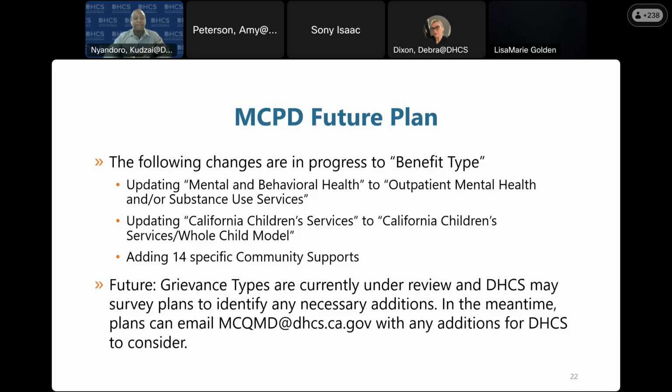And then finally, grievance types are currently under review, and DHCS may survey plans to identify any necessary additions. In the meantime, plans can use the provided email address, which is mcqmd@dhcs.ca.gov, with any additions for DHCS to consider. So feel free to reach out using that email address if you have any ideas. That's it from me. I'll pass it on over to Sean.